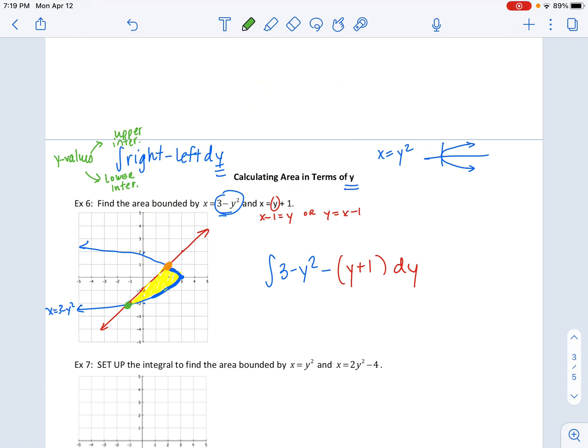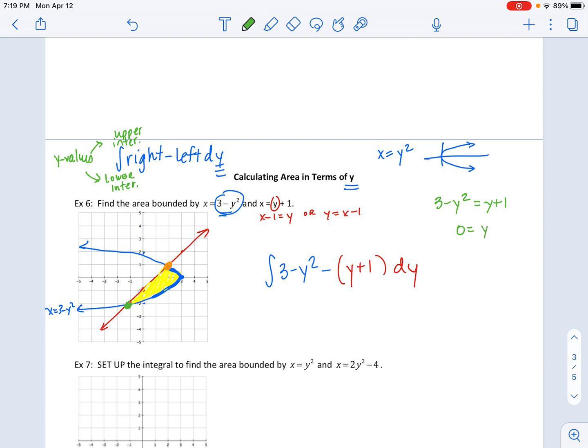We're going to do that the same way we did previously. We're going to find the intersection point. So I'm going to take 3 minus y squared and set that equal to y plus 1. You'll notice I'm taking the x equals versions and setting those equal to one another.